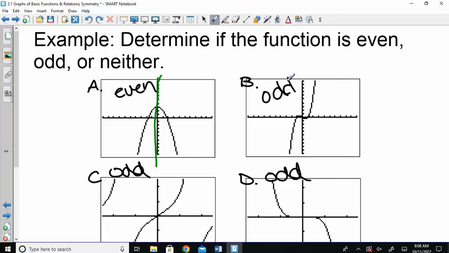Odd requires two flips. So if I flip just over the y, it would look like this. So that is not what we started with, so it's definitely not even. If I flip it again, if I flip over the x, this goes up, that end goes down, so then it's back to where it started. So that's what makes it odd.